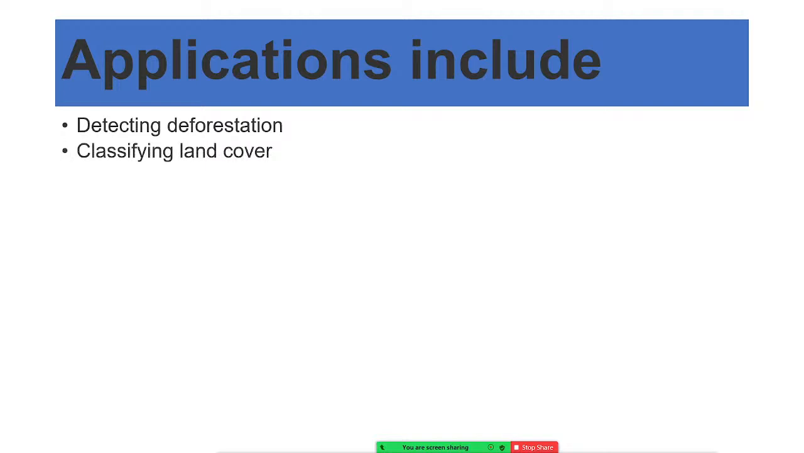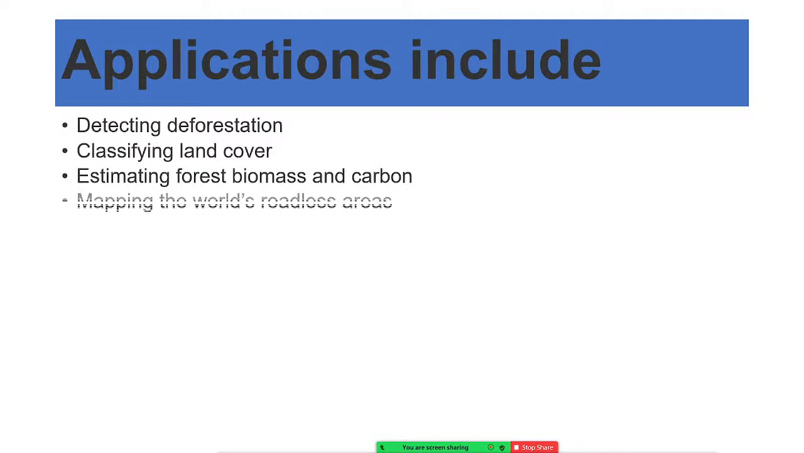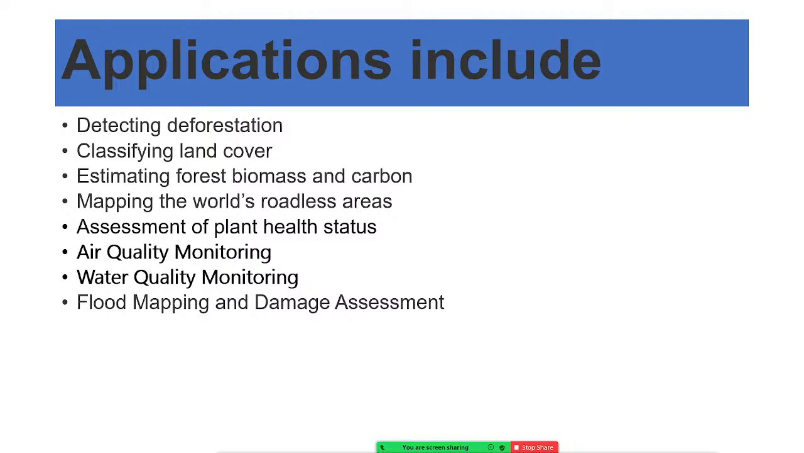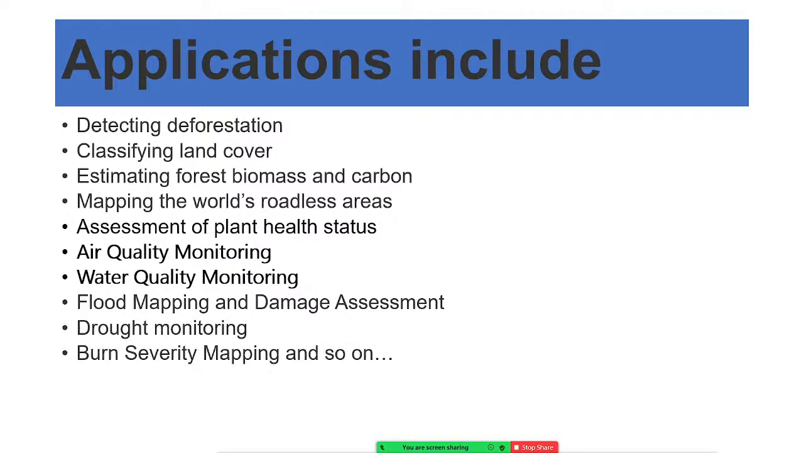Then you can classify land cover and land use, estimate forest biomass and carbon, and map roadless areas. You can do assessment of plant health status, air quality monitoring, and water quality monitoring. You can do flood mapping and damage assessment, drought monitoring, burn severity mapping, and so on. You can also do land surface temperature monitoring using this platform.